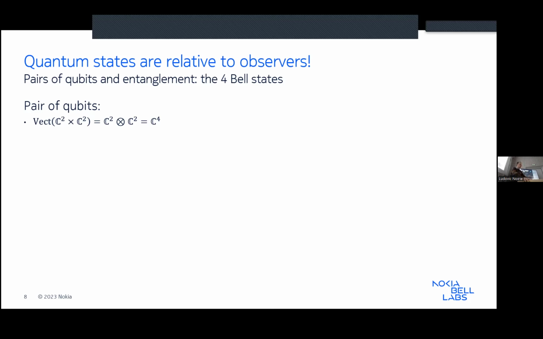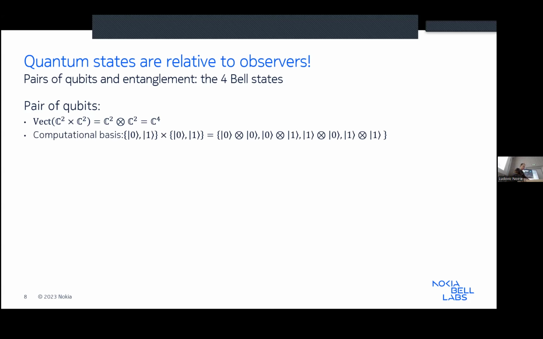But this is not a vector space. So when you look at the vector space generated by the Cartesian product, you obtain what we call the tensor product, which is in fact a Hilbert space of dimension the product of the dimensions of the component Hilbert spaces. In that case, C2 by C2, 2 by 2 is equal to 4, so it is a vector space of dimension 4. But do not worry, it will not be too difficult to compute things in this four-dimensional complex Hilbert space, even though we are talking about pairs of qubits and entangled pairs of qubits.